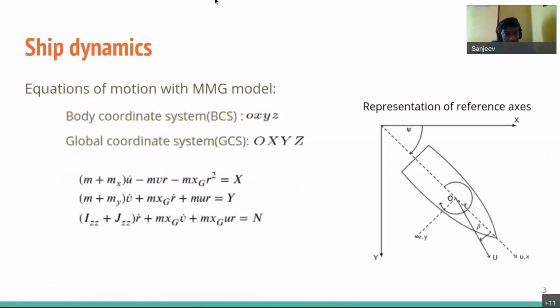Hello everyone. In this slide, we have two coordinate systems. First is the body coordinate system, and second is the global coordinate system. In the figure, you can see that psi, the heading angle, is defined as the angle between the positive x-axis of GCS and BCS, whereas beta is the drift angle. It is defined as the angle between the velocity vector and the longitudinal direction of the ship.